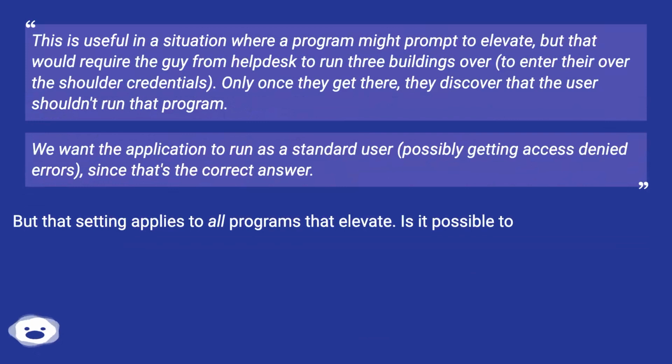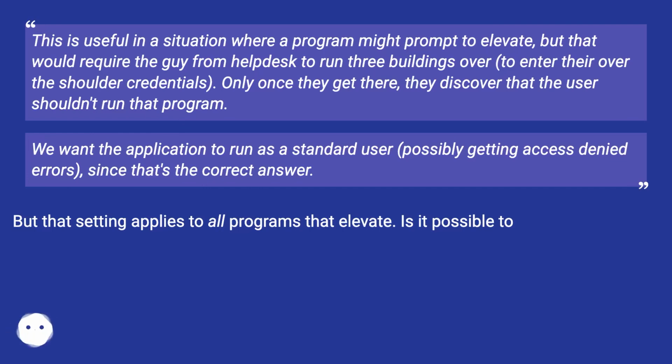This is useful in a situation where a program might prompt to elevate, but that would require the guy from help desk to run 3 buildings over, to enter their over-the-shoulder credentials. Only once they get there, they discover that the user shouldn't run that program. We want the application to run as a standard user, possibly getting access denied errors, since that's the correct answer. But that setting applies to all programs that elevate.